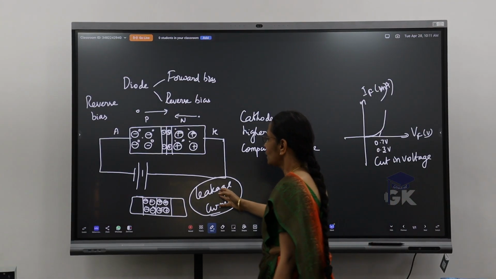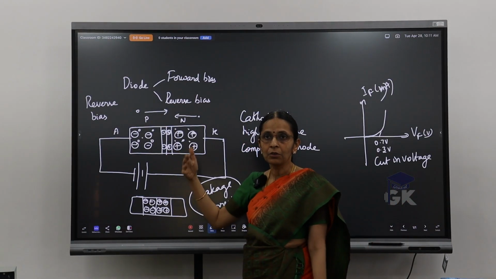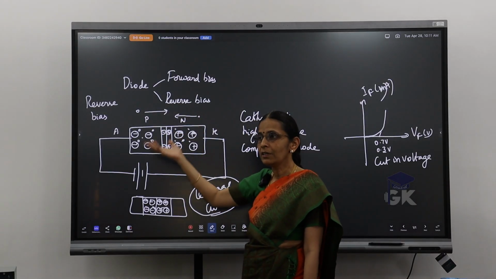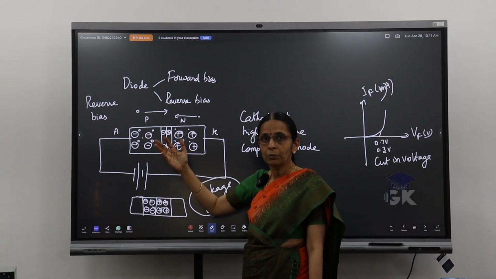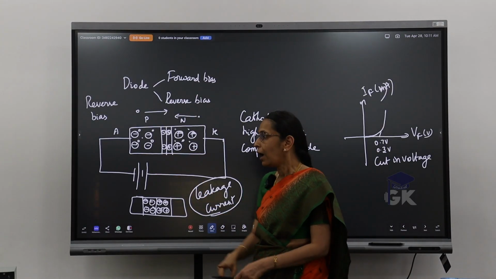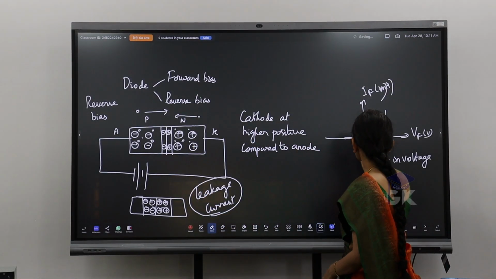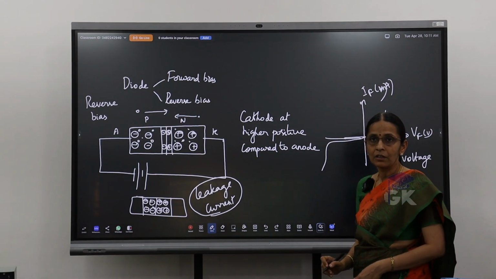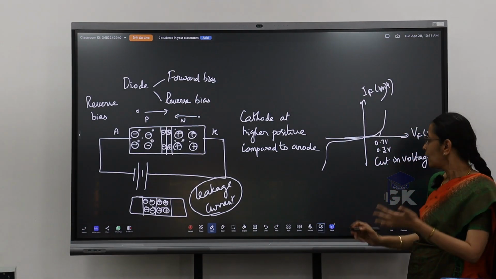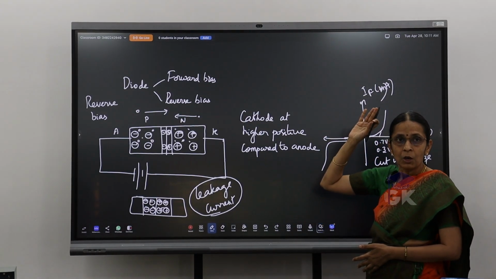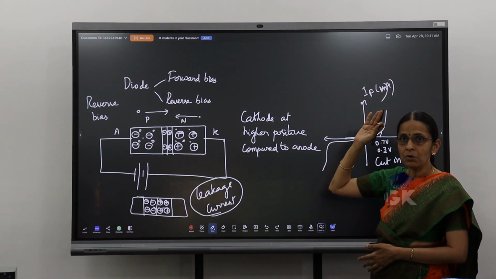These minority charge carriers collide with a nearby atom. That in turn will create an electron. So because of the cumulative multiplication of the charge carriers, I will get a breakdown in the reverse direction like this. Okay, if you can remember your characteristics, but this happens at a very large voltage. It will take a very large voltage for this to occur.